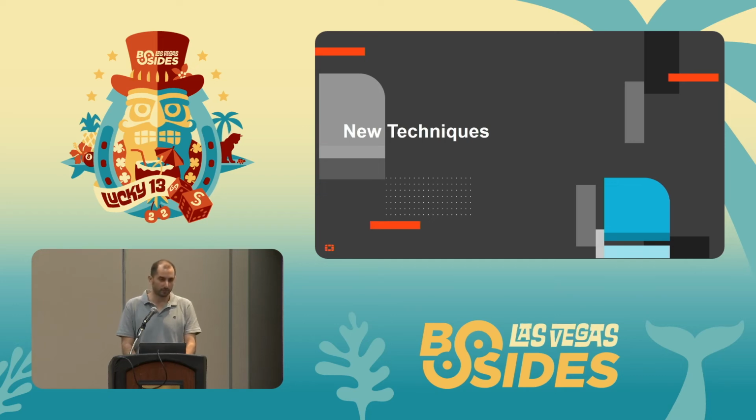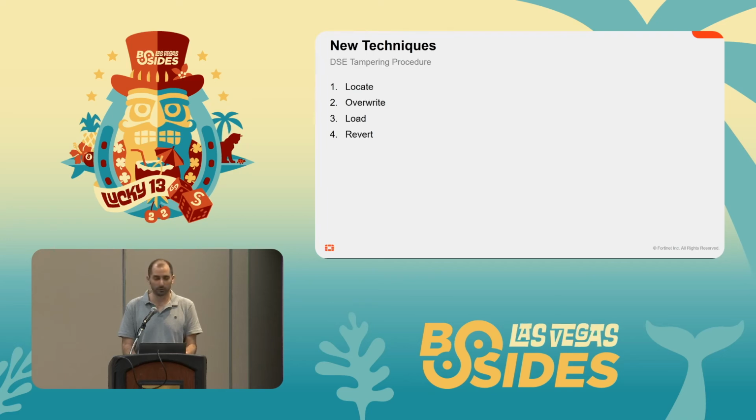So let's talk about our new techniques now. If we need to recap for a second the tampering procedure, basically we first locate whatever internal variable we need to find, and then we overwrite it. Then we go to load our driver and revert the state, and we'll focus on those two initial steps because those are what matter here.